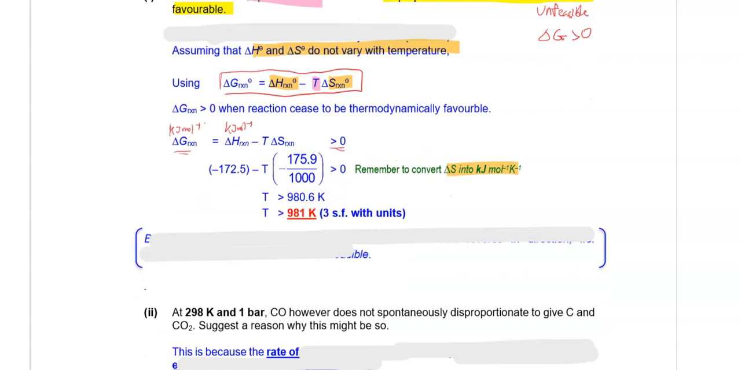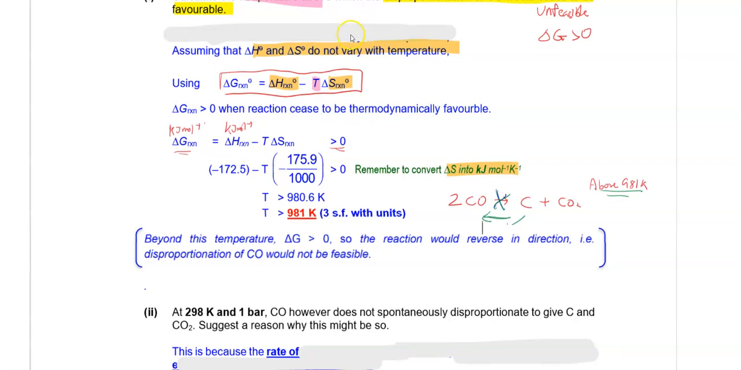So in this case, the reaction we are looking at is 2CO to form C plus CO2. What we are saying is that above 981 Kelvin, the forward reaction becomes not favorable. Okay, it also means that above 981 Kelvin, the reverse reaction therefore becomes favorable. Because if the forward is not feasible, the reverse reaction will become feasible. So beyond this temperature, delta G will be more than 0. In other words, the reaction would reverse in direction. Okay?